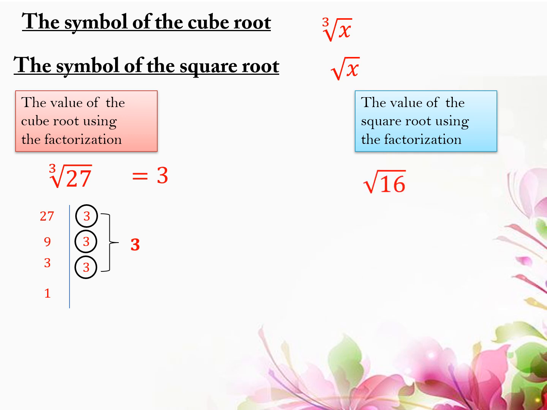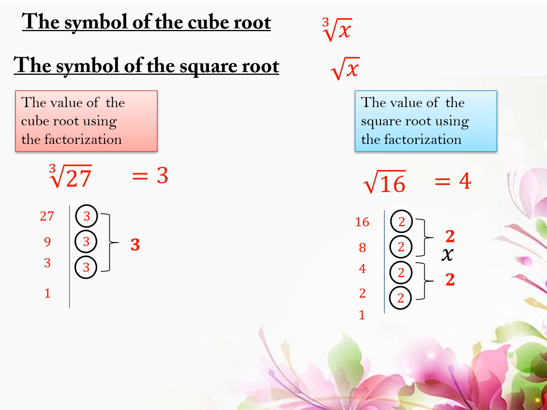And in the same way, square root of 16. By factorizing 16, it is an even number, we can divide it by 2 equals 8, by 2 equals 4, by 2 equals 2, by 2 equals 1. Now we have 4 numbers of 2. From each 2 numbers we will take 1, and we will multiply them. 2 times 2 equals 4. So root 16 using factorization equals 4.